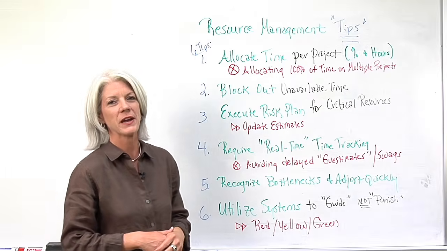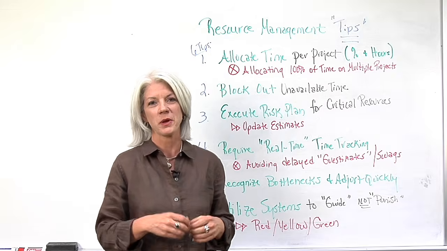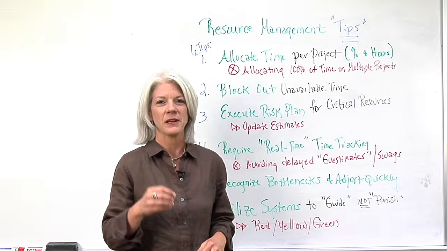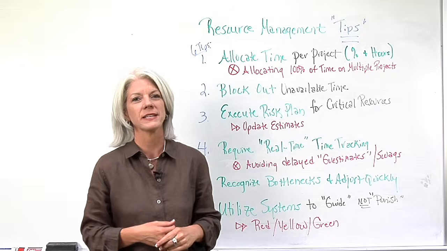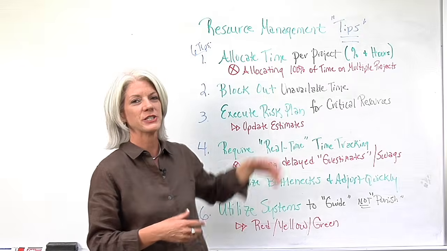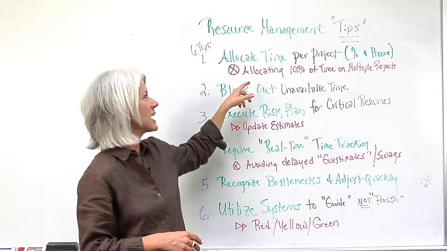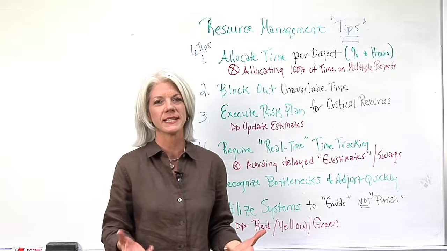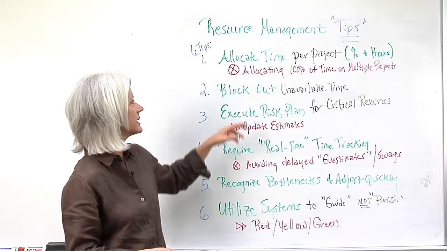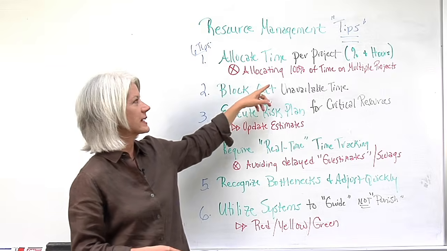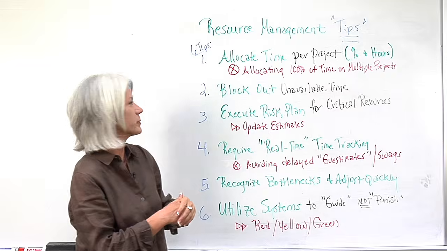So many times we have resources or people who are assigned to not only our project but other projects, and the failure becomes when we try to allocate them 100% on our project when they're spread across multiple projects. So it's important to allocate time per project, either in a percent and convert that to hours that you can assign them on your project. Therefore, you prevent allocating 100% of their time on your project when they're spread across multiple projects.